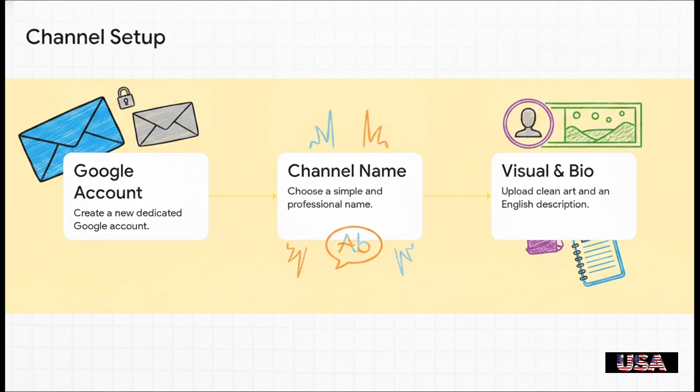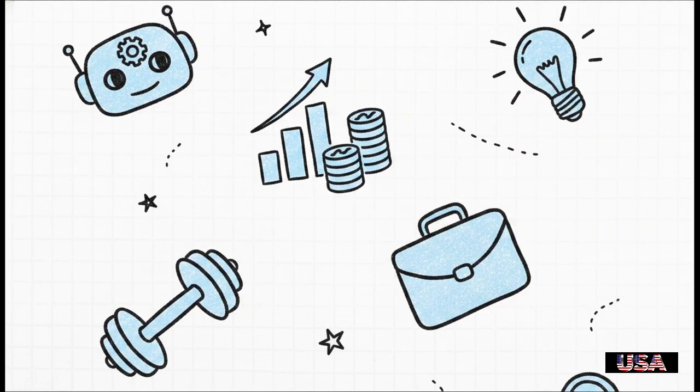Step 2, pick a simple, professional channel name that English speakers can easily remember. And step 3, focus on visual appeal. You want a clean banner and a solid English description that really spells out the value you're offering to your viewers. Now, niche selection is a huge deal here.